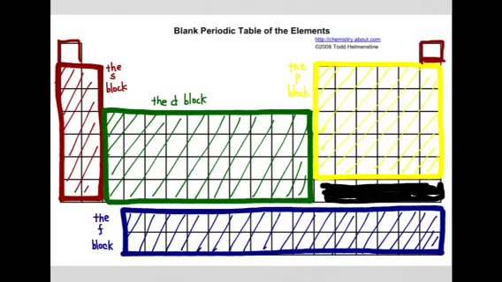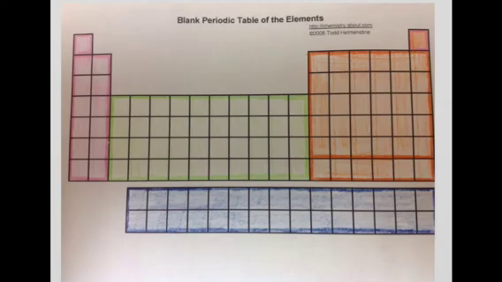I have no idea why these are not in some kind of alphabetical order, but there you have it, the basic anatomy of the periodic table of the elements. Does your table look something like this?